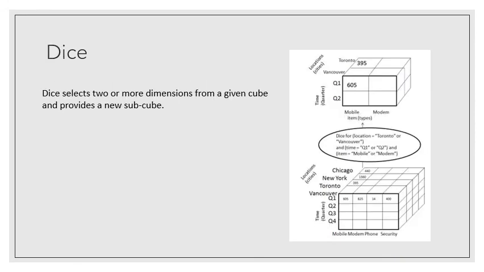Next is dice. Dice selects two or more dimensions from a given cube and provides a new subcube. Consider the following diagram that shows the dice operation. The dice operation on the cube based on the following selection criteria involves 3 dimensions. Location is equal to Toronto or Vancouver. Time is equal to quarter 1 or quarter 2. Item is equal to mobile or modem.